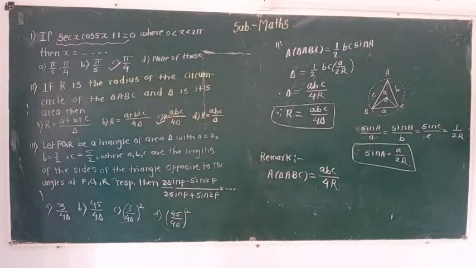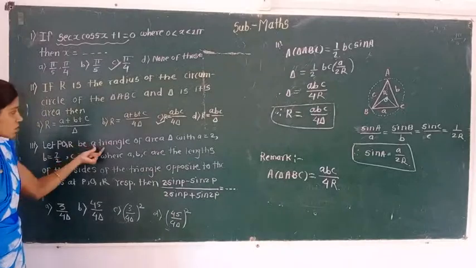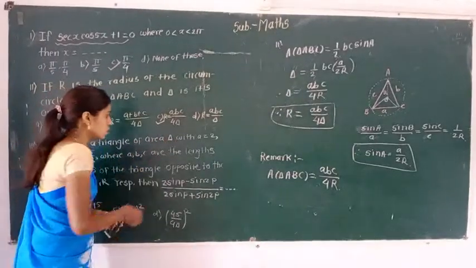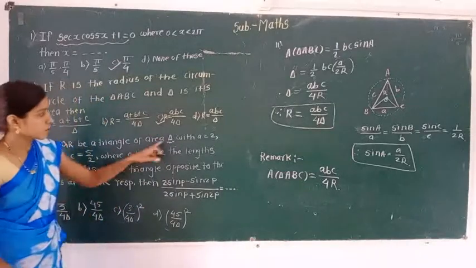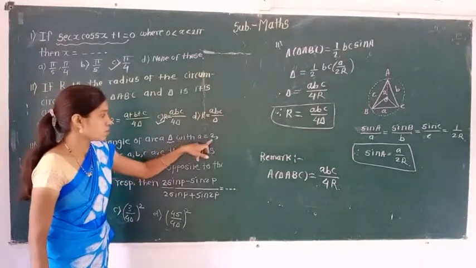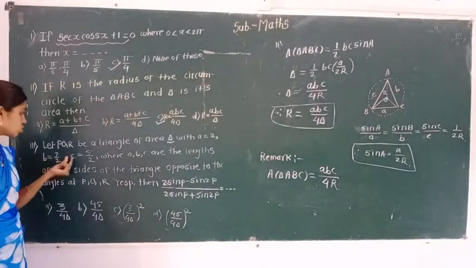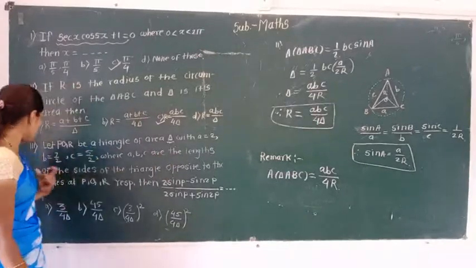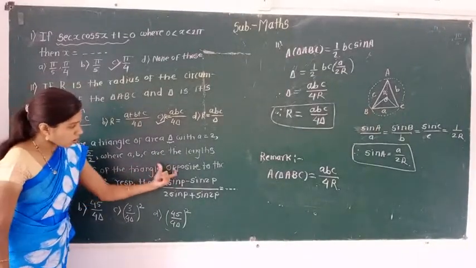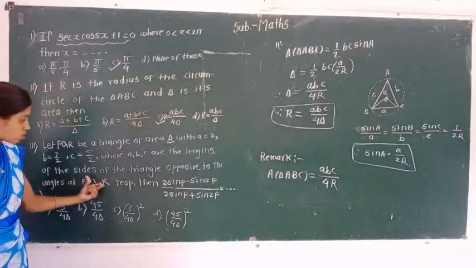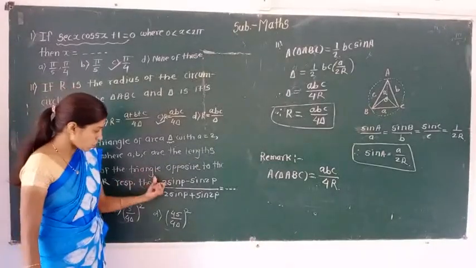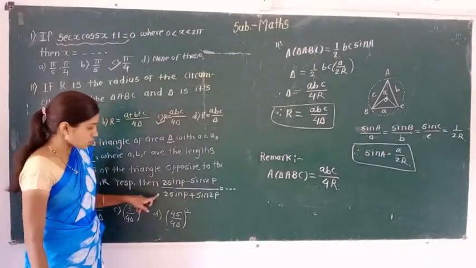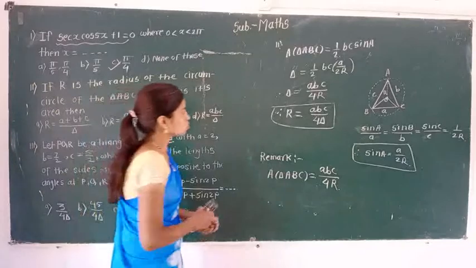Now see the next MCQ. Let PQR be a triangle of area delta, with side a is 2, value of b is 7 by 2, value of c is 5 by 2, where a, b, c are the lengths of the sides of the triangle opposite to the angles at P, Q, R respectively. Then find the value of 2 sin P minus sin 2P divided by 2 sin P plus sin 2P.